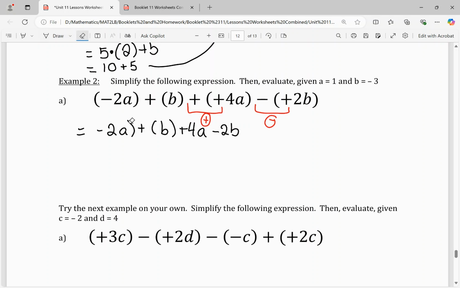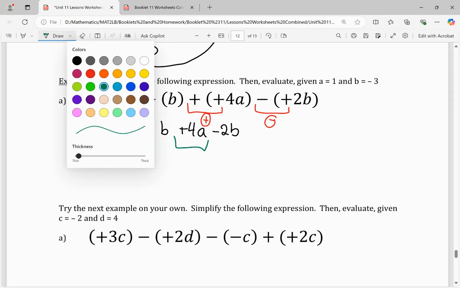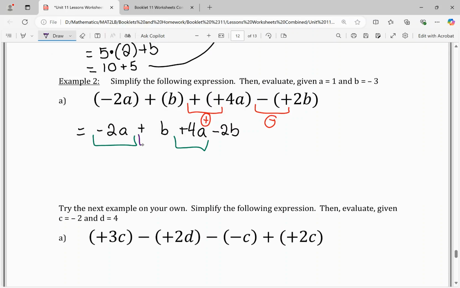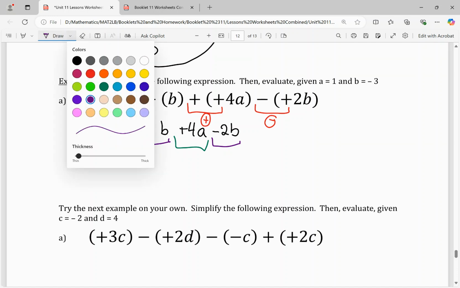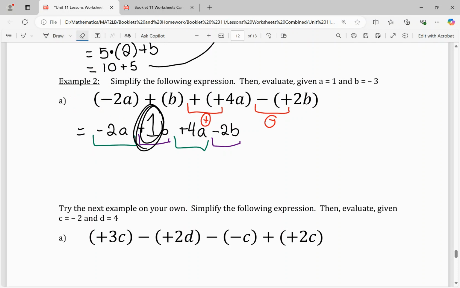Now, these brackets right here aren't necessary, so we're going to drop them. And we can start taking a look at our like terms. We have a negative 2a and we have a positive 4a. Those are both like because they share the same variable a with the same exponent 1. And similarly, we have b and negative 2b that share the same variable and exponent. Please remember that if you don't see a coefficient to a variable, that just means that the coefficient is 1, so you can add that 1 behind the b if you would like.